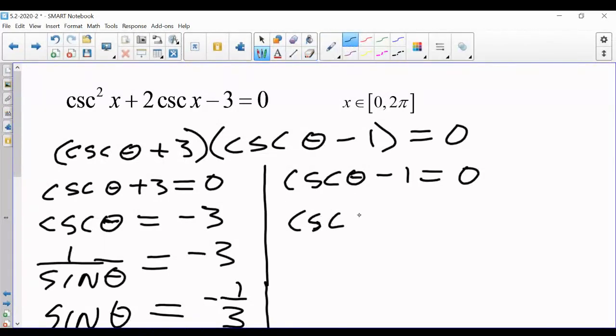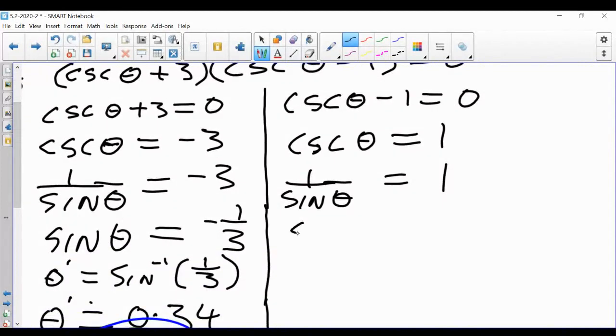The cosecant of theta is equal to 1. I'm just bringing the 1 over to the other side. And then I'm going to state that the cosecant is 1 over sine theta is equal to 1. And then I'm going to flip over the left side to give me sine over 1, or just simply sine. And if I flip over the other side, guess what? It's still 1. It's still 1.